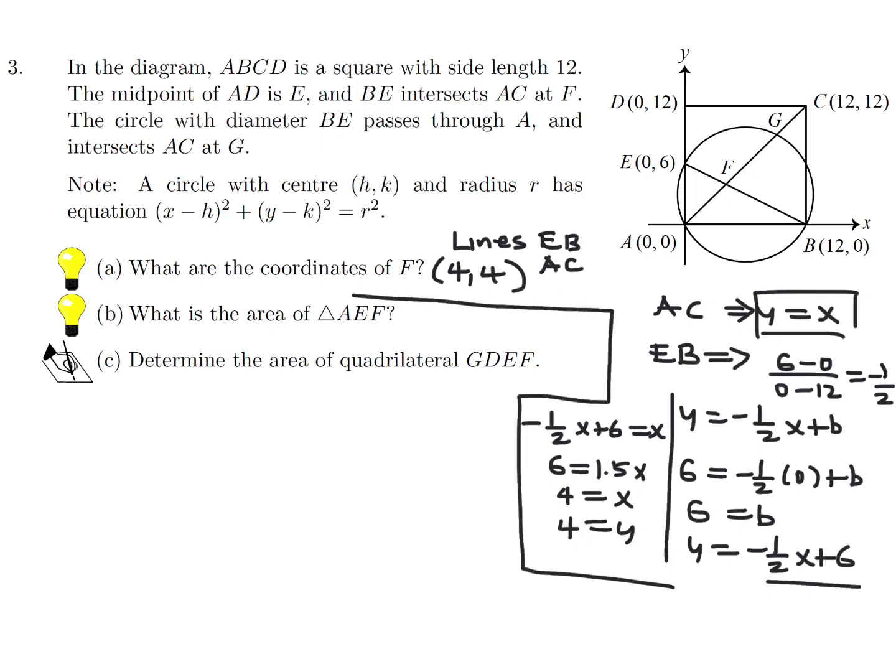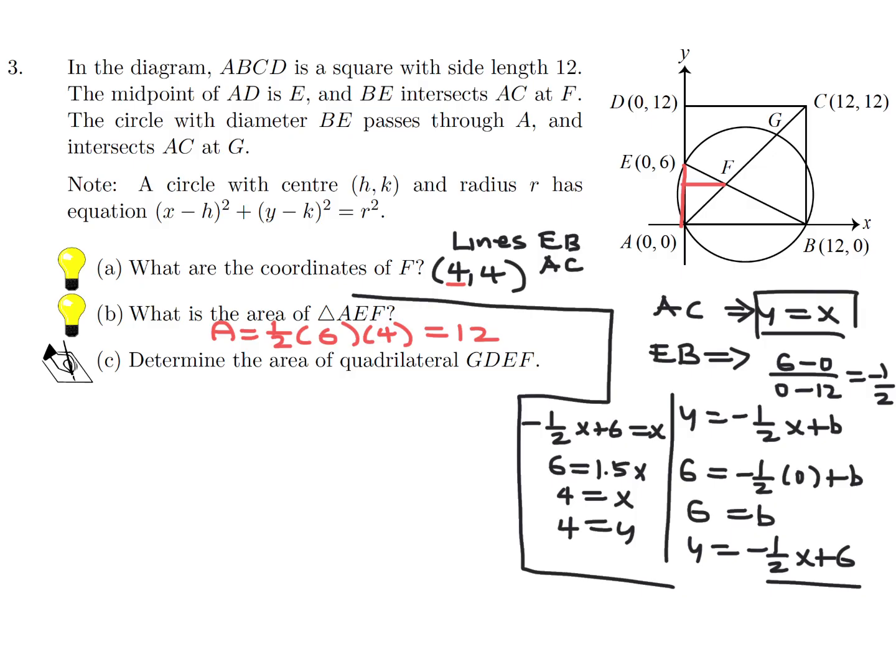What is the area of AEF? Okay. AEF. Well, that red line I drew, we can sort of call the height. And that height would be the x-coordinate of F, which is 4. So therefore, the area would be 1/2 base times height. The base is from E to A, which is 6. And the height, I've just told you, is 4. So that's going to be 12.